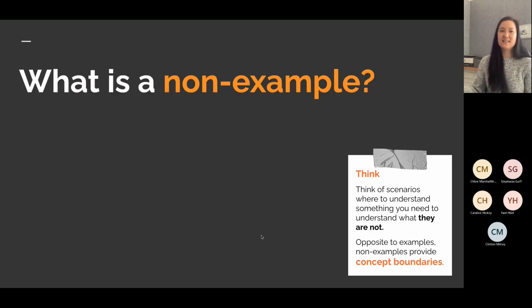All right, so what is a non-example? If you think about some scenarios where the best way to understand something is to understand what they are not. So what is it not? Basically, opposite to examples, non-examples will provide concept boundaries.